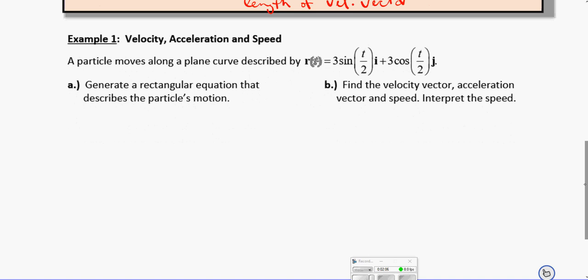So we want to generate a rectangular equation that describes the particle's motion. The particle is moving in the plane. It's not just one direction, it's rectilinear motion that's called. That's why we're going to use r(t) for the position vector, because it's moving catawampus. And we've done this example twice. What's this graph going to look like? Talk with your partner, what's the graph going to look like, and how is it different than the way that you encountered it in pre-calc or trig? Go.